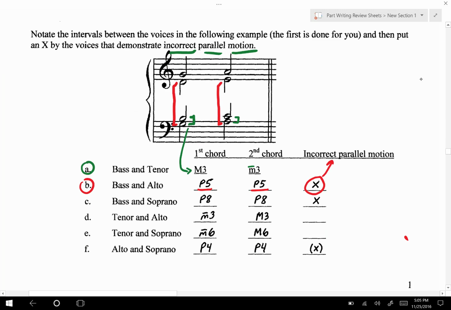Okay, in the next one, let's look at C. We have the bass and the soprano that we have to compare in the first chord. Bass to soprano, they're singing G's, so that's a P8. In the next chord, A to A, that's also a P8. That gets an X because that is also incorrect parallel motion.